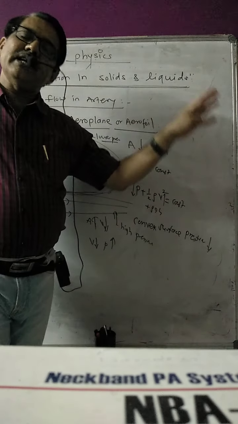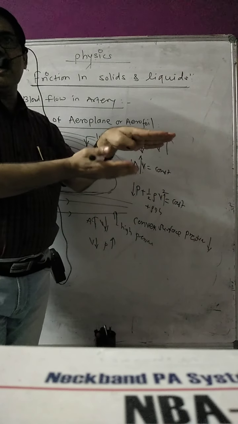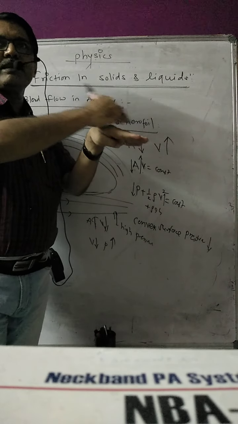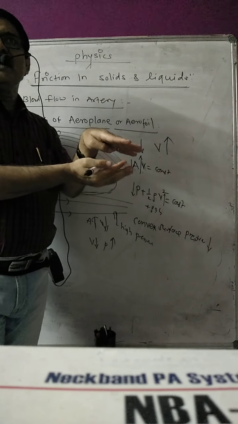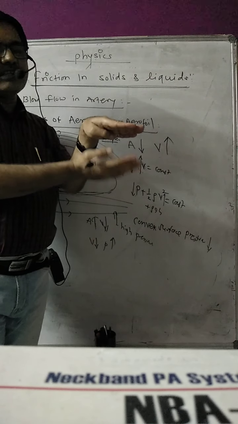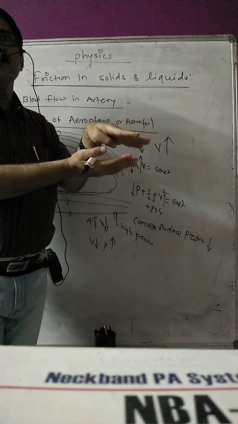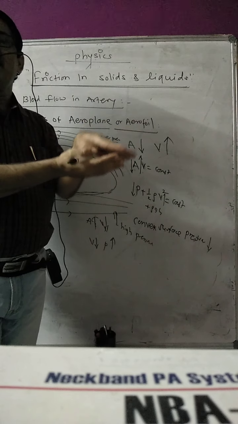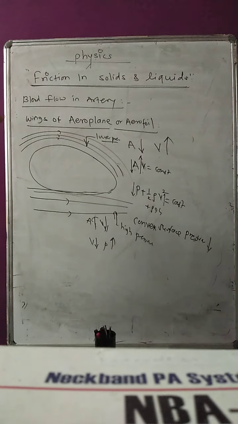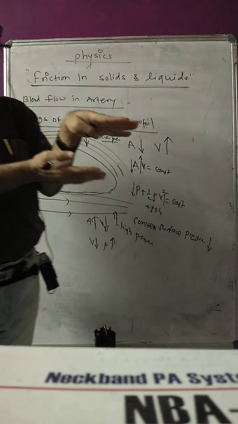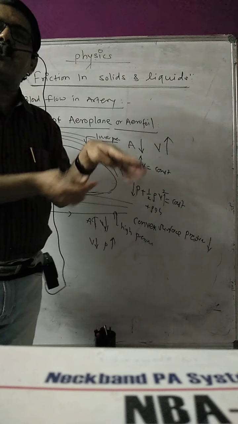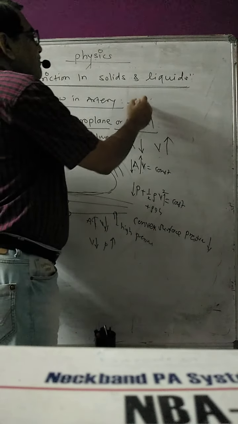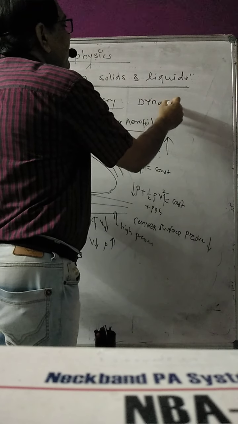Now in the wings, below there is a high pressure, and above the pressure has been reduced. Due to the pressure difference, the wings get a lift that pushes the plane in the upward direction. That lift is also called dynamic lift.